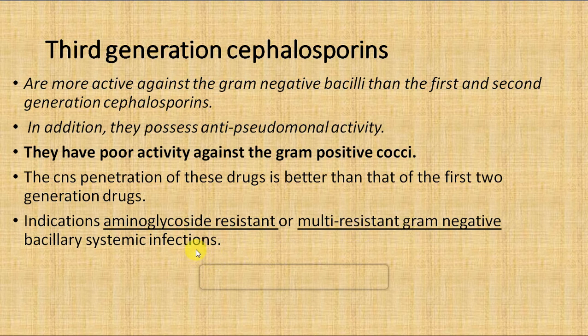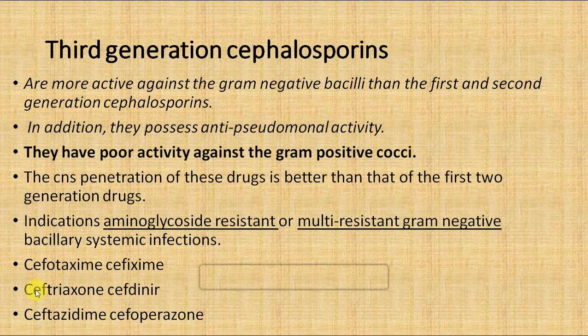So we are using this in some aminoglycoside or other antibiotic resistant bacteria, or multiple resistant gram-negative bacillary systemic infection, means we can use them for a systemic serious life-threatening infection. Examples are cefotaxime, cefixime, ceftriaxone, cefdinir, ceftazidime, then cefoperazone. These are some common examples that we are using with the third generation cephalosporin.